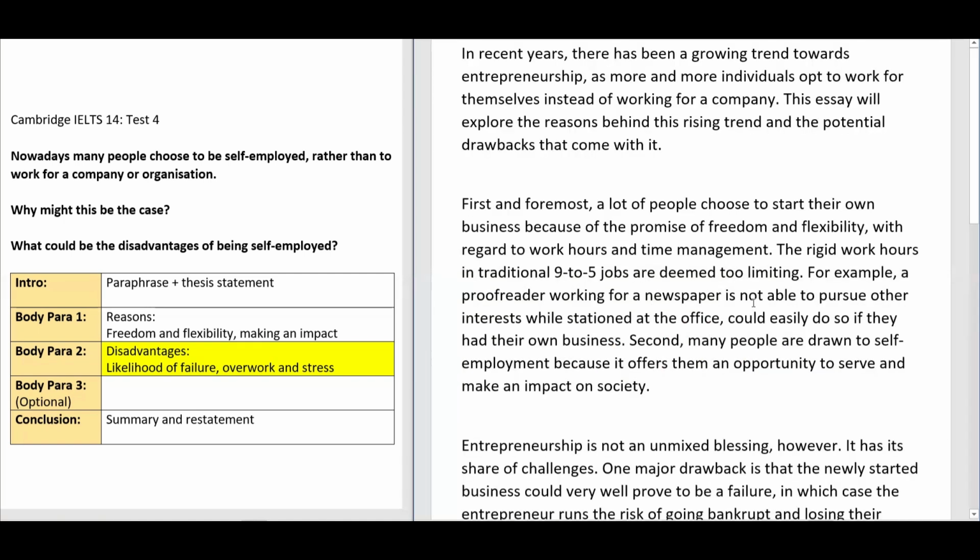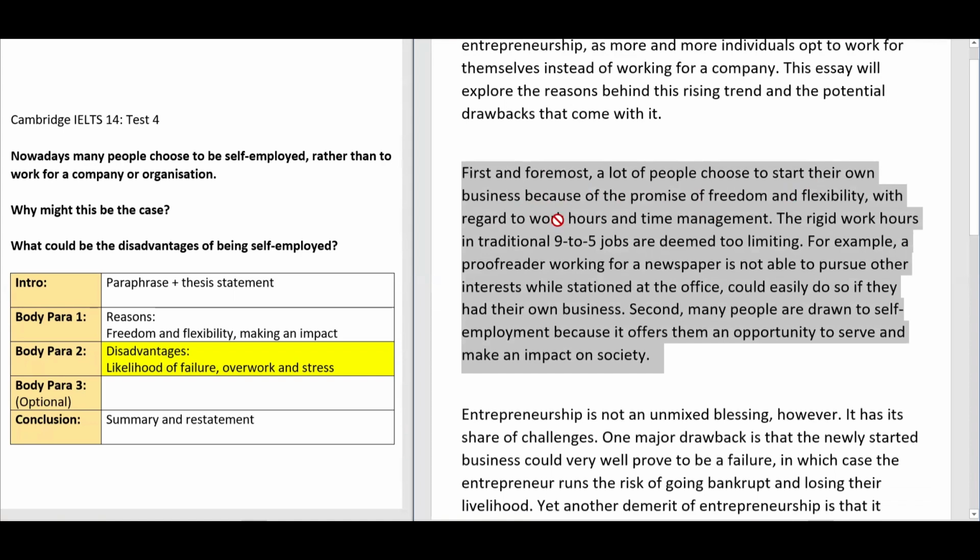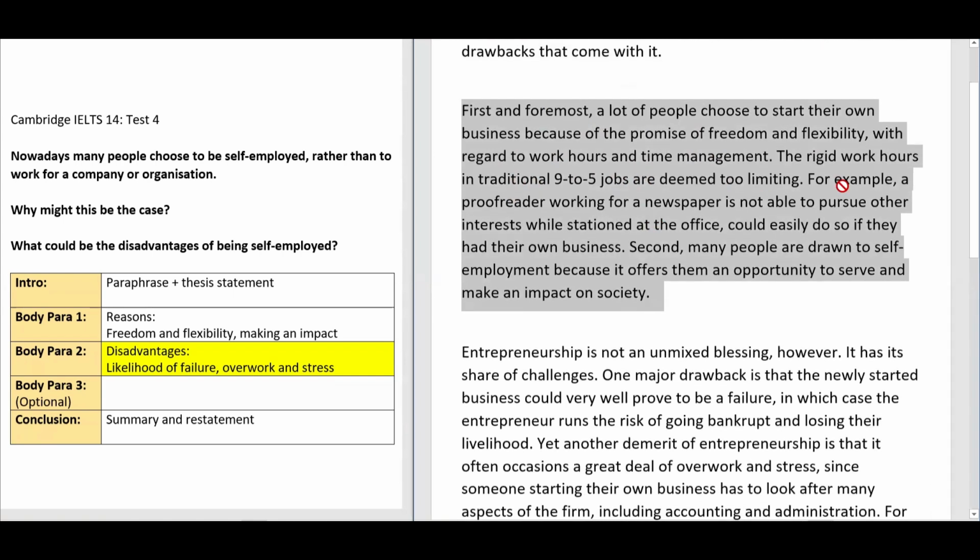All right, time for a quick review. In recent years, there has been a growing trend towards entrepreneurship as more and more individuals opt to work for themselves instead of working for a company. This essay will explore the reasons behind this rising trend and the potential drawbacks that come with it. First and foremost, a lot of people choose to start their own business because of the promise of freedom and flexibility with regard to work hours and time management. The rigid work hours in traditional 9-to-5 jobs are deemed too limiting.